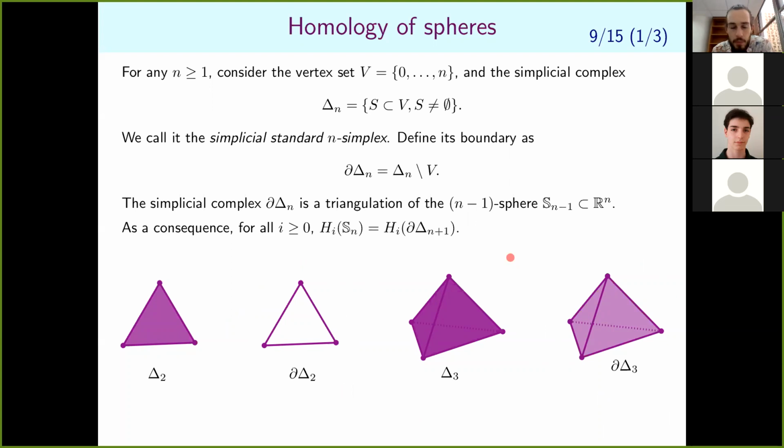Now remember that we defined homology groups of topological spaces as the homology groups of their triangulations. So what I have is that the homology groups of the n-sphere are the homology groups of these simplicial complexes. Okay.